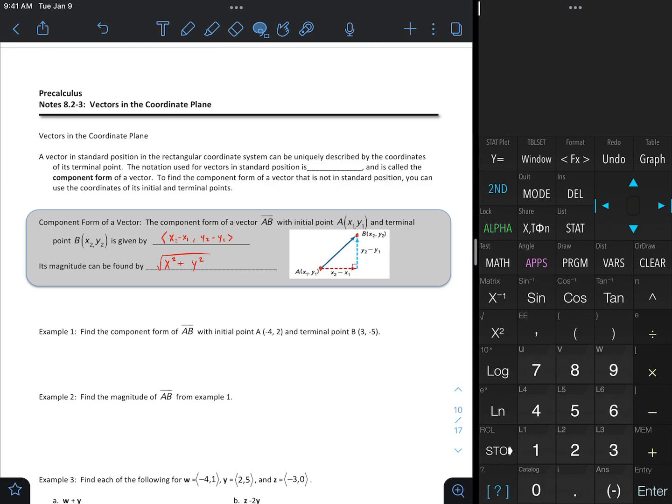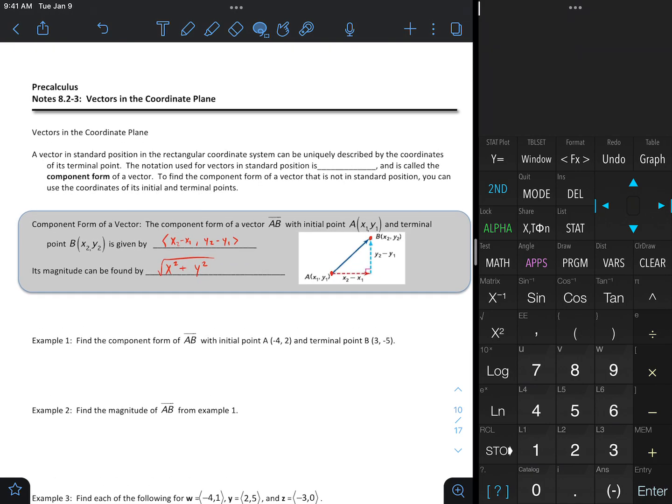All right, guys, here we're going to be talking about all the computational things you can be doing with vectors. A vector in standard position in the rectangular coordinate system can be uniquely described by the coordinates of its terminal point. The notation used for vectors in standard position looks like this, where you have these little brackets and then you put your x distance and then your y distance that it travels. This is called component form of a vector, and we're going to use that quite a bit throughout the lesson.